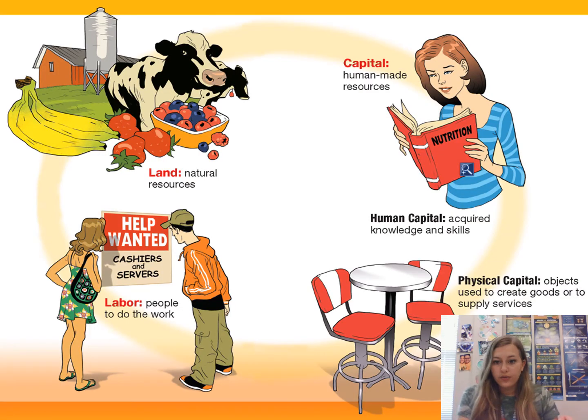Now, in order for an entrepreneur to take their idea, make it a business, make a profit, and so forth, they need to assemble their factors of production. So those were land, labor, and capital. Now we're going to go through each of these individually here quick. Okay, so first we have land.